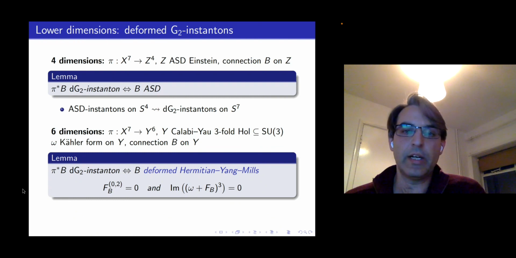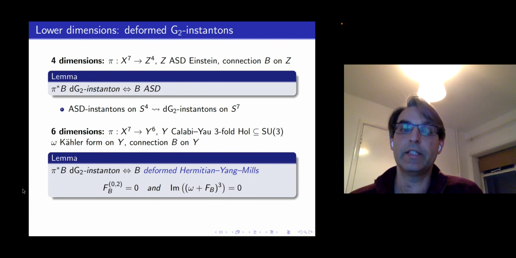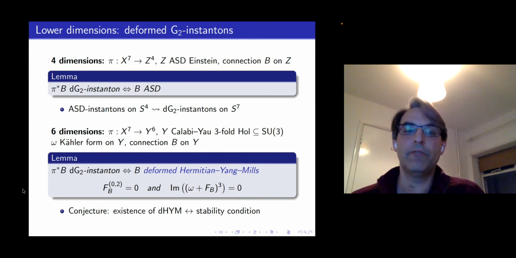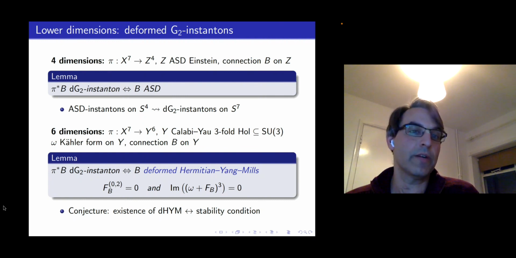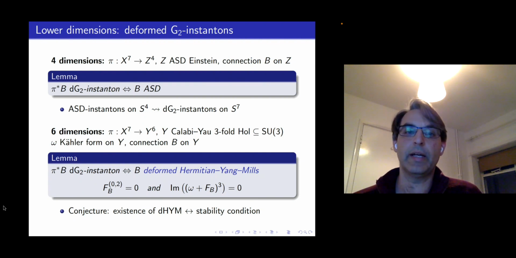Now, as I mentioned on the previous slide, there's a relation between Hermitian-Yang-Mills connections and stability. And there is a conjecture that the same thing should be true for deformed Hermitian-Yang-Mills, which I've abbreviated to DHYM, that their existence should correspond to a stability condition. And there's been exciting progress on this in work by Collins, Jacob, and Yau, and also by Gao Chen. That concludes this talk on the background of DG2 instantons, and next time we're going to talk about the results.